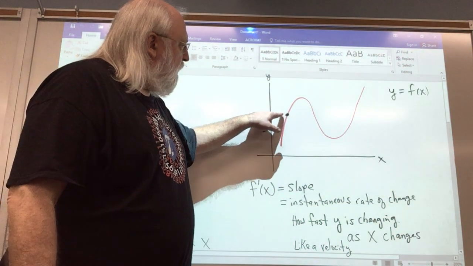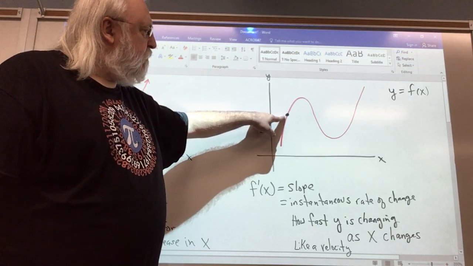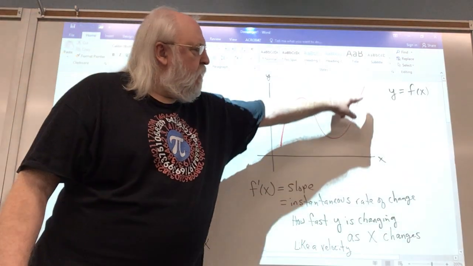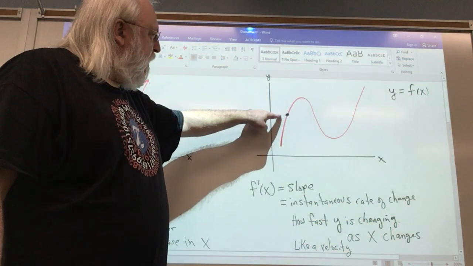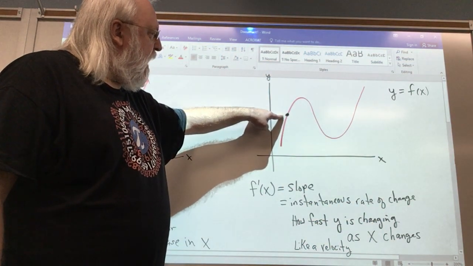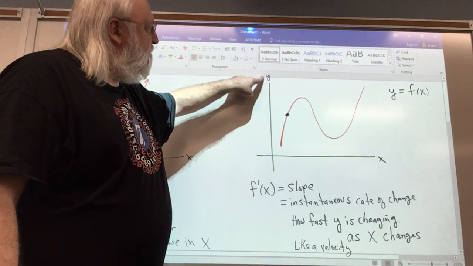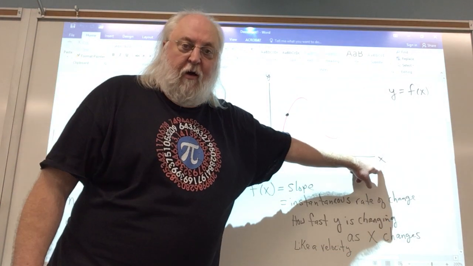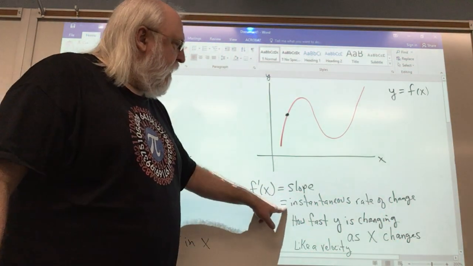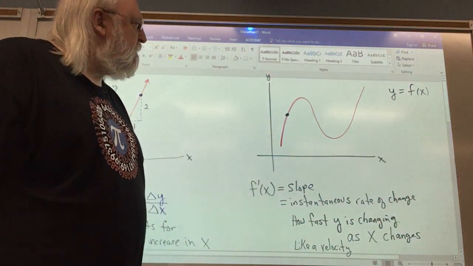It's called the instantaneous rate of change because we know the slope is changing as we move along the curve. And so the derivative can be thought of as how fast the variable y is changing as the variable x is changing. We call that instantaneous rate of change.